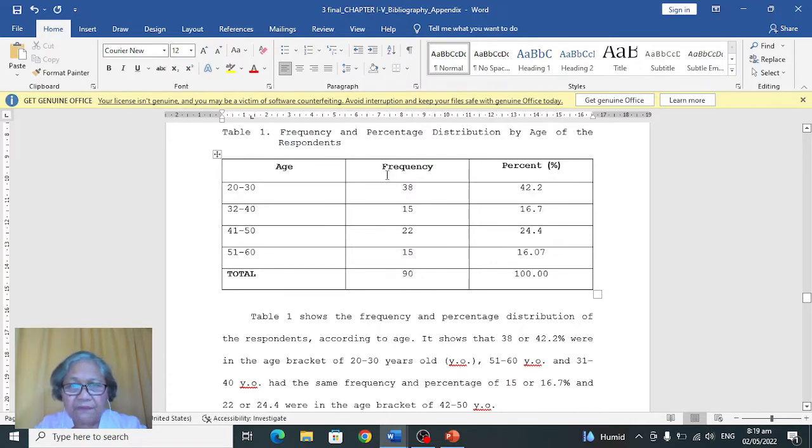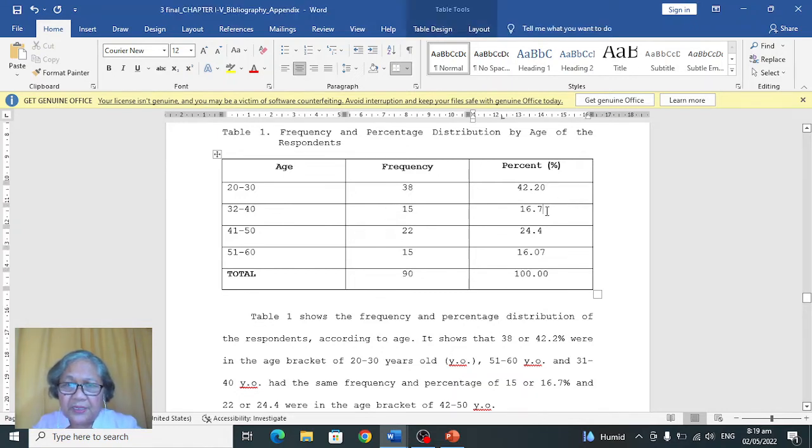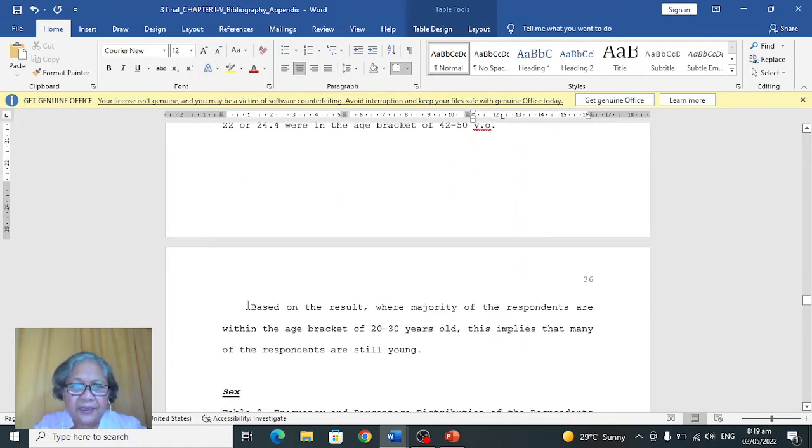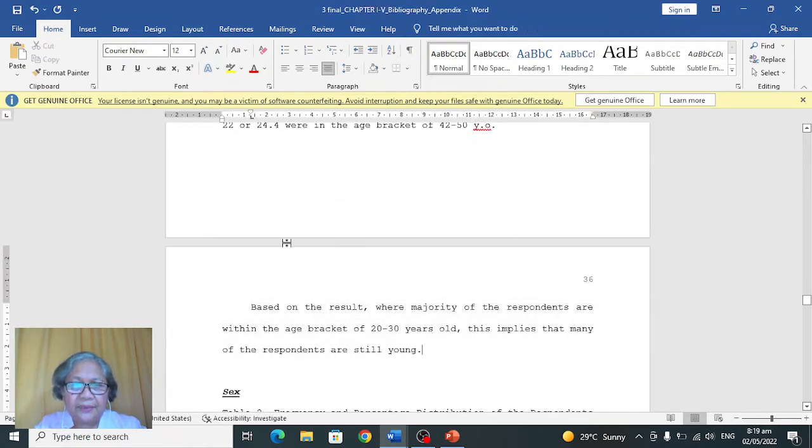Table 1 shows the frequency and percentage distribution of the respondents. Now, usually kapag percentage, 2 digits parati yan, no? 2 digits parati yan. Hindi pwede yung 42.2 lang kasi we're talking of percentage. So, ito, what is in the table is narrated here, like that. And then, there is a concluding statement at the end.